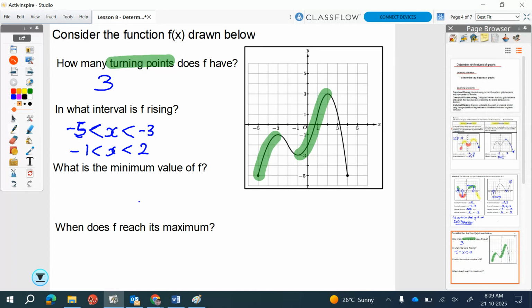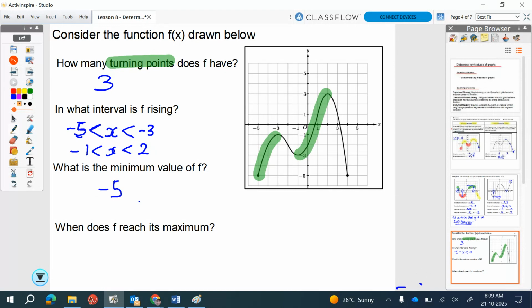What is the minimum value of f? What is the absolute minimum value? -5, yeah. So -5 is the absolute minimum. When does the function reach its maximum? So here it's talking about when the function reaches its maximum, not what is the maximum.